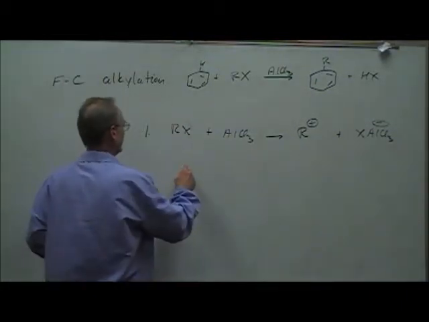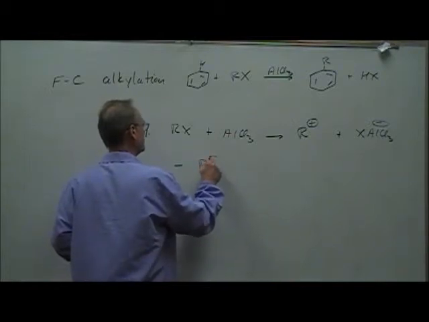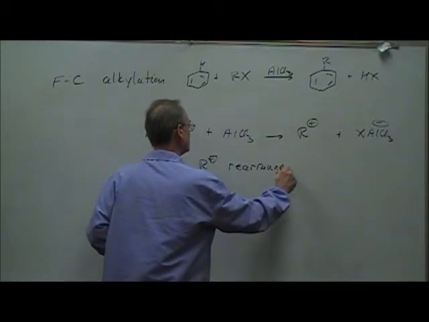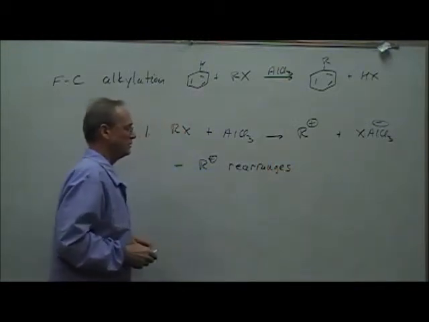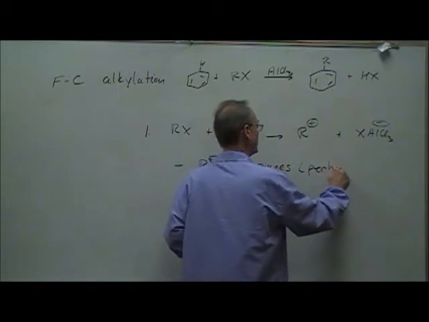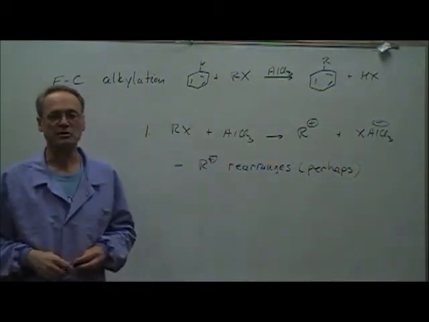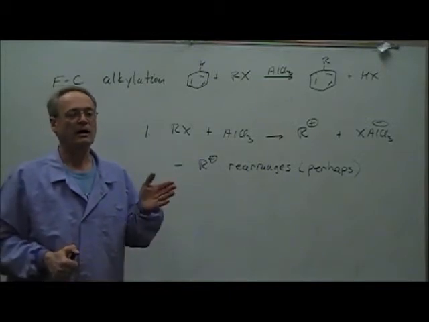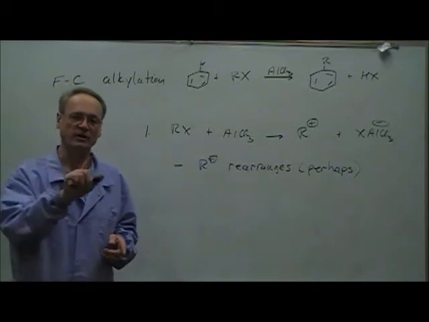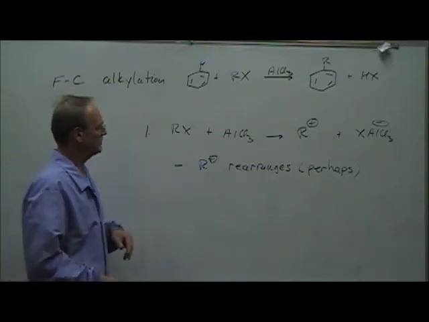Now, you may have another step in here in which the R group rearranges. Perhaps, let's put that in there. And you know already how to predict whether a particular carbocation will rearrange. If it can become secondary from primary, or if it can become tertiary from secondary by shifting a hydrogen or shifting a carbon group over, then that will happen. So we'll just leave it at that for the moment.